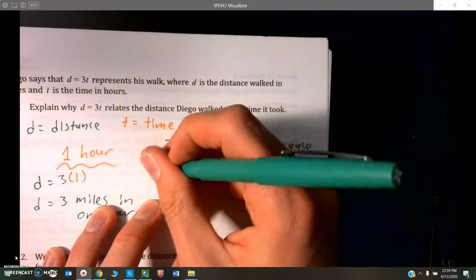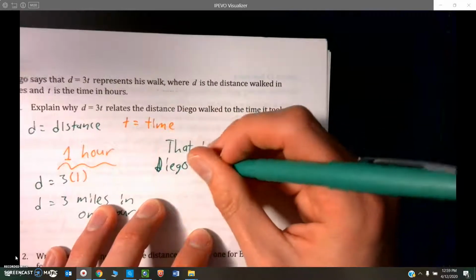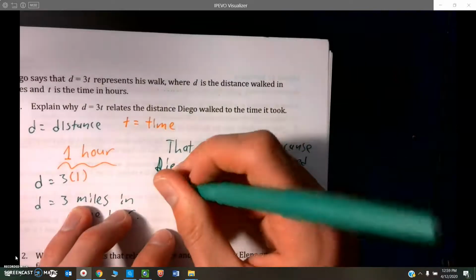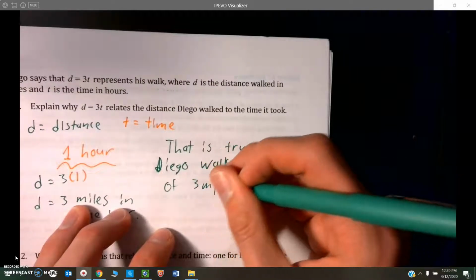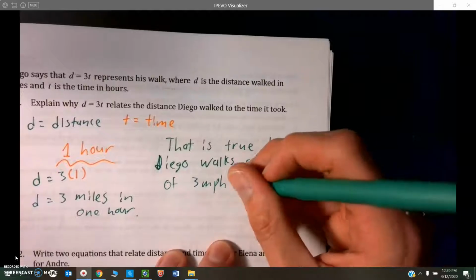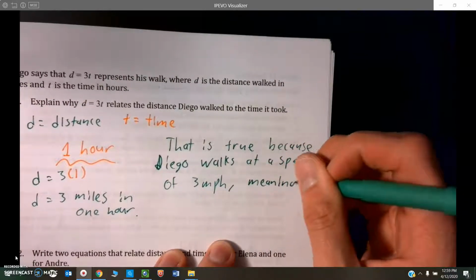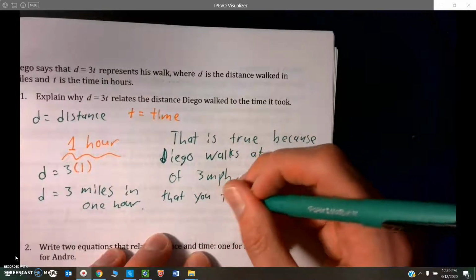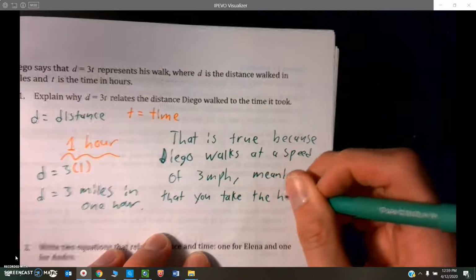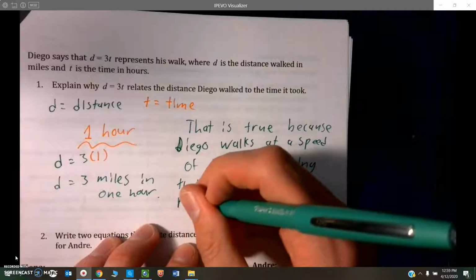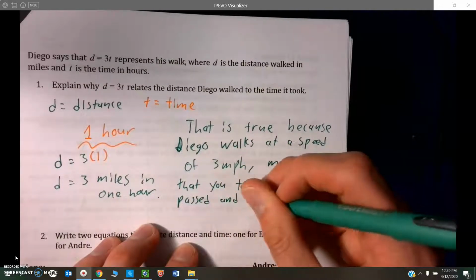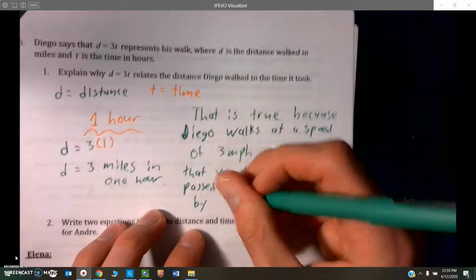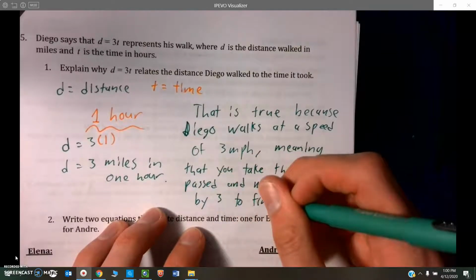Because lowercase d, Diego walks at a speed of 3 miles per hour. Meaning that you take the hours passed and multiply them by 3 to find his distance.